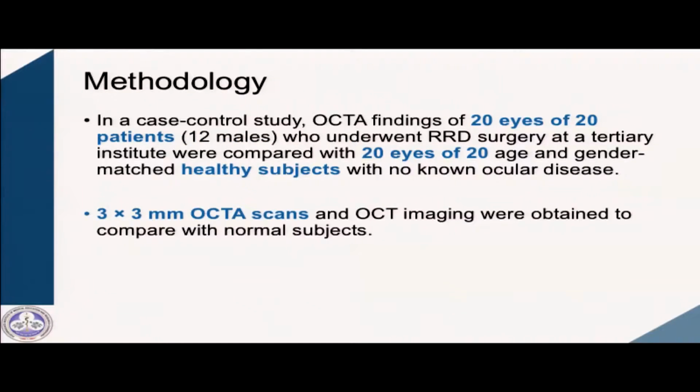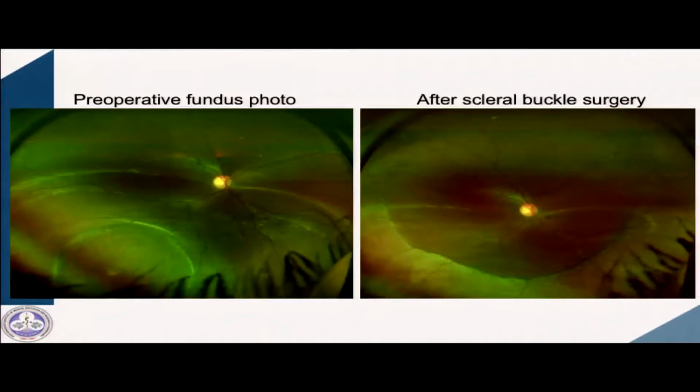So in this case control study, we have 20 eyes of 20 patients who underwent detachment surgery at PGI, and they were compared with 20 eyes of 20 age and gender matched healthy subjects who had no disease. We used the OptoVue 3x3 millimeter OCTA scans, and along with that we also obtained OCT imaging, and we compared patients with normal subjects. This is a representative preoperative and postoperative photograph of a patient who had undergone scleral buckling surgery for inferior detachment.